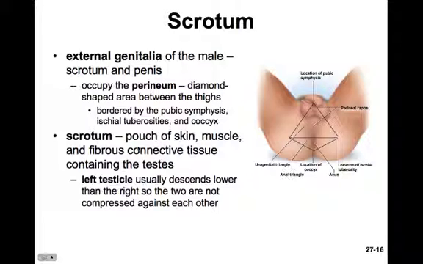and coccyx. The scrotum itself is a pouch of skin and muscle and fibrous connective tissue that contains the testes. The left testis usually descends a little bit lower than the right so that the two are not compressed against each other and for dissipation of heat.